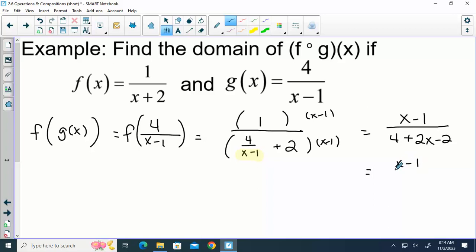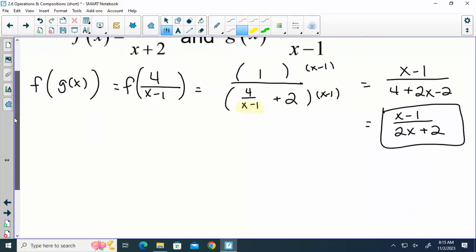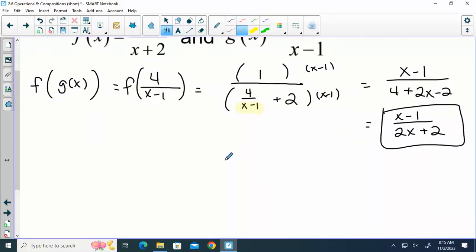So we get x minus 1 over 2x plus 2. That's our final composition. For the domain, where do we need to look? Inside and through. The first function we plugged in and the final answer. So we know in a fraction the bottom can't be 0, so x can't be 1.